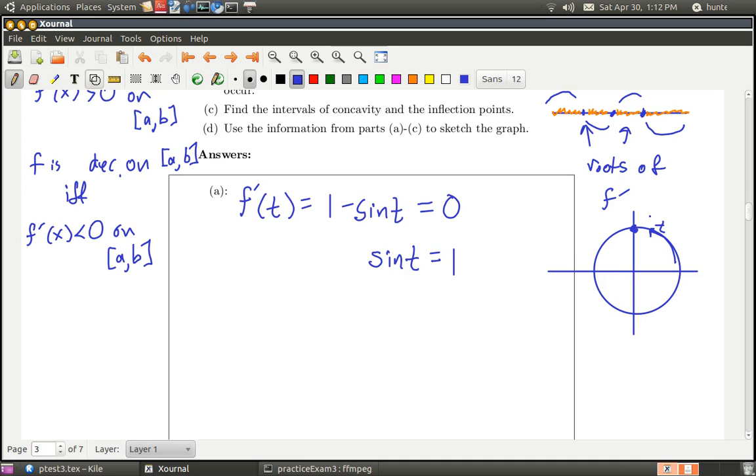And so what is it? What is the measure of the angle that makes the y-coordinate on the unit circle 1? Well, this is the only place where the y-coordinate is 1, and that angle is pi over 2. So this means that t is equal to pi over 2.